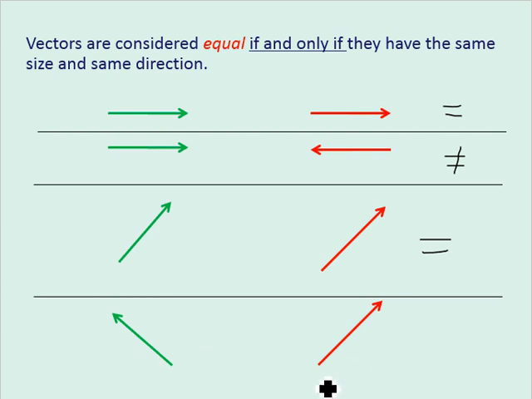And last, these two. Again, they look like the same size, but this one's pointing up and to the left. This one's pointing up and to the right. So as a result, the direction's not the same. These guys are not equal. Very important to make sure that we have both size and direction in order to make sure that vectors are equal.